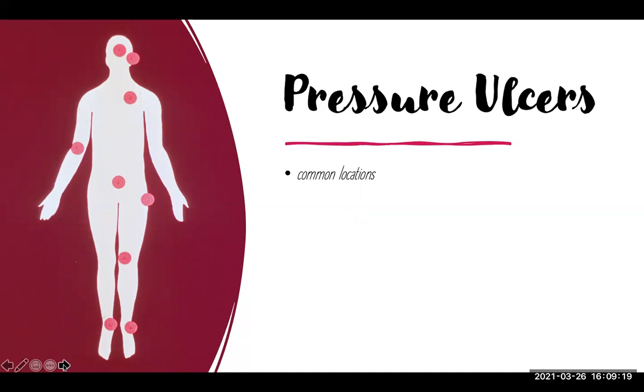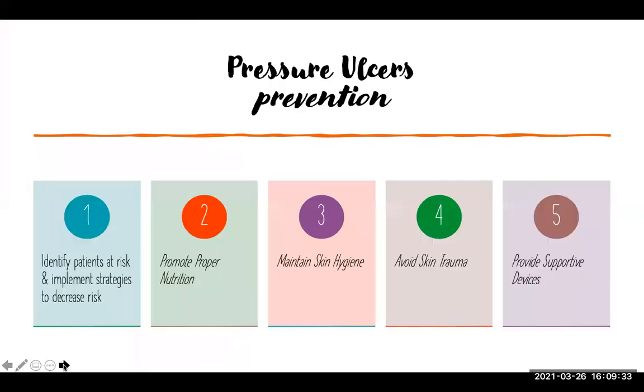These are the most common areas where pressure ulcers occur. So the occipital part of the head, the ears, the shoulder blades, the sacral area, the elbows, the knees, and the heels, and the hip area. To take care of a pressure ulcer, we need to identify first those patients who are at risk, and then implement strategies to prevent them or decrease the risk.